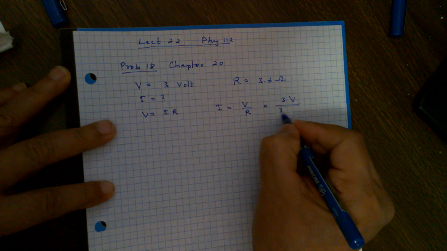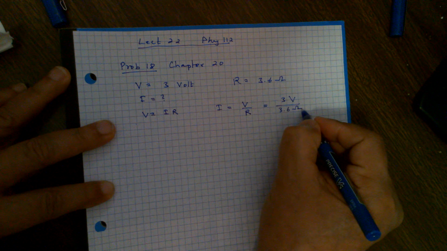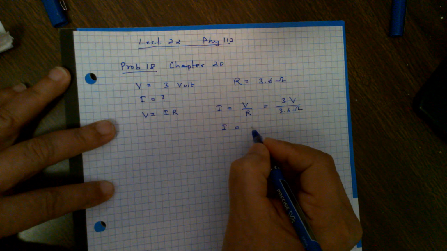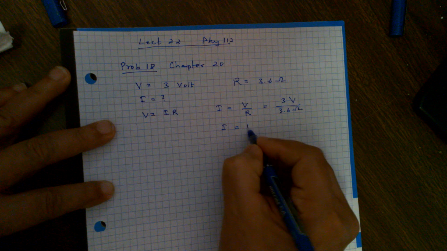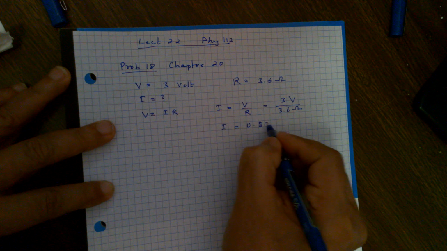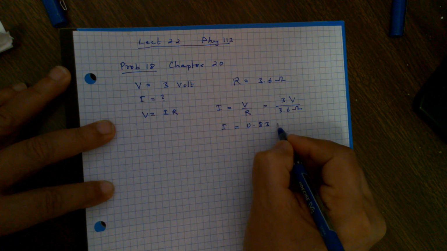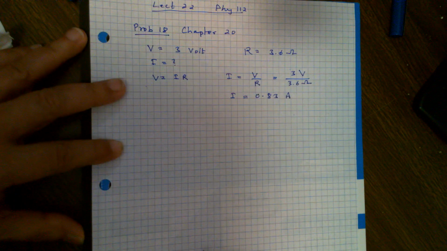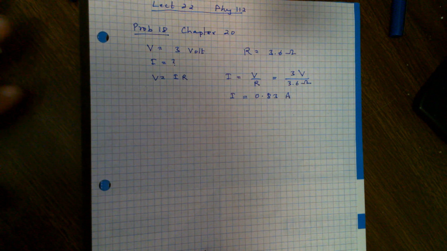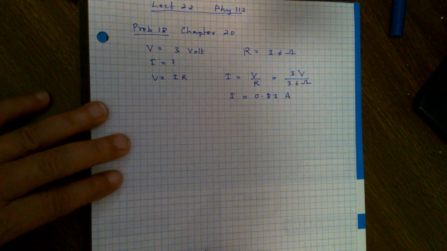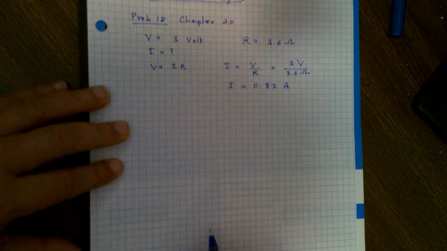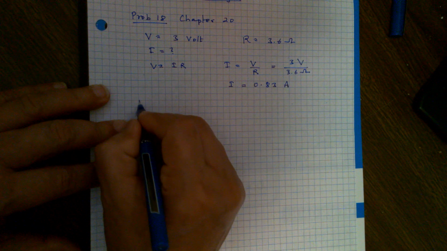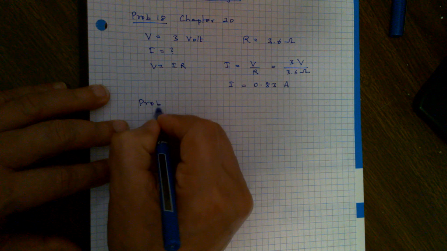divided by 3.6 ohms. And you put it in your calculator, you will get that I, the current, is equal to 0.83 amperes. Okay? So it's very simple, just simple substitution. So all the problems today are just simple substitutions. Now the next one is problem number 19.